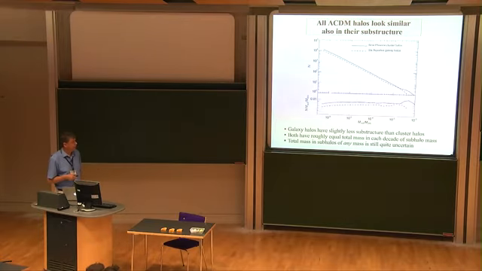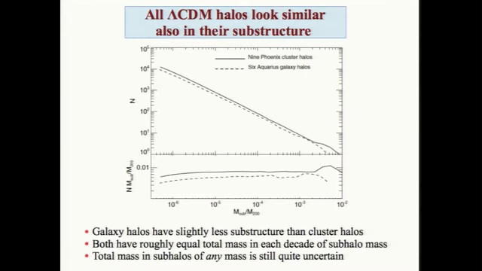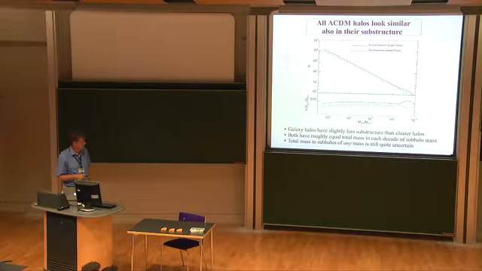If you actually look at how well the substructure forms, this is the number of small objects as a function of their mass relative to the big object. Here we're down to small objects which are 1/1,000,000th of the mass of the big object, and this is just the count. This is what you get for typical galaxy clusters. What you get for typical galaxy halos looks very similar. There's a slight shift, but basically they look very much the same.